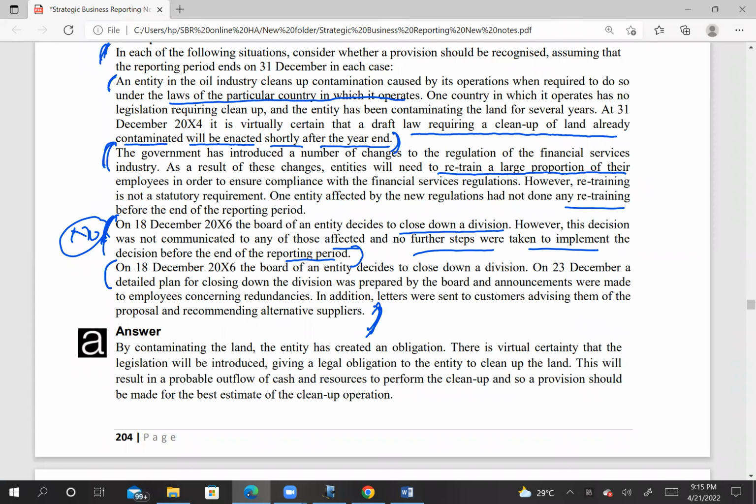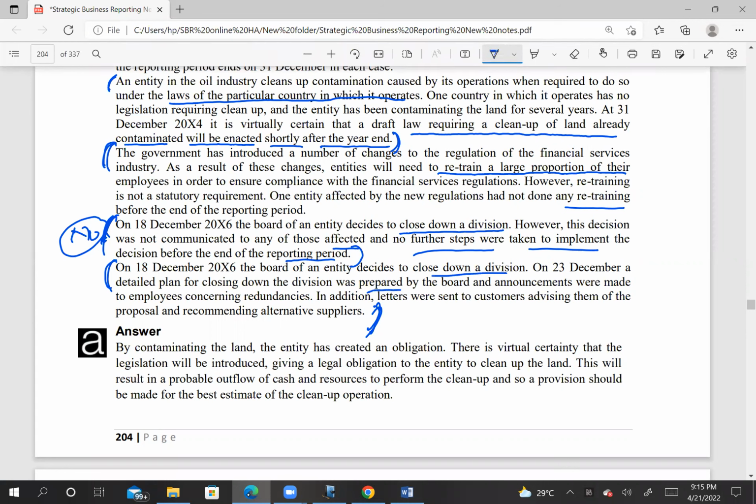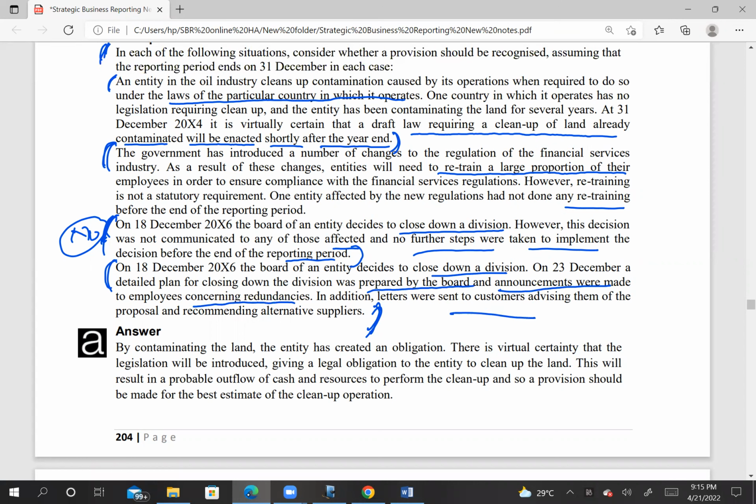But in this case, on 18 December X6, the board of directors of an entity decides to close down a division. On 23rd December, a detailed plan for the closing down of the division was prepared by the board and announcements were made to the employees concerning the redundancies. In addition, letters were sent to the customers advising them of the proposal and recommending alternative suppliers. So in this case, we have a formal plan. The plan has been announced to the employees and the customers as well. So the conditions are satisfied, and the provision for restructuring will be recognized. You get it?